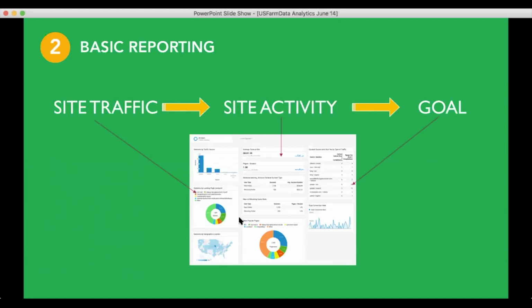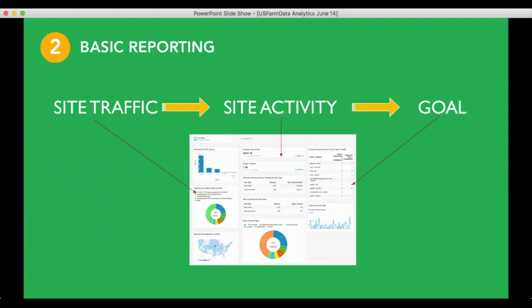That's what I see your Google Analytics, this kind of report, should be. It should be your general indicator of, this is generally where my traffic comes from. This is generally where this activity happens on the page. And this is in general what the goals are. None of this stuff is really actionable.